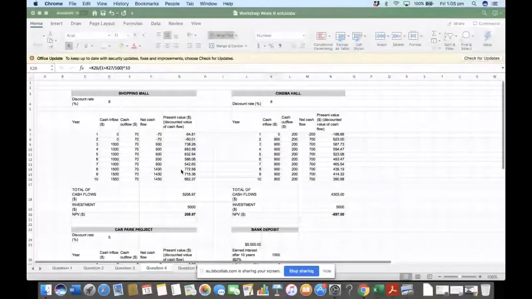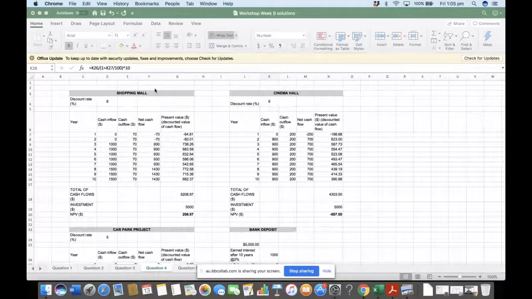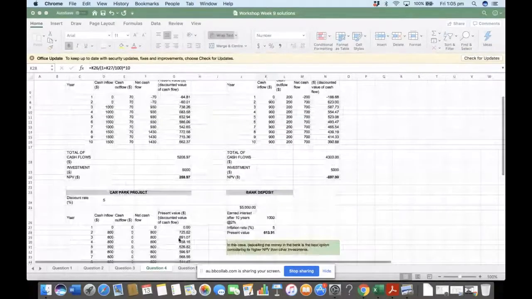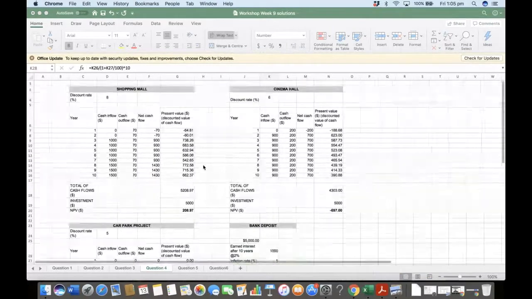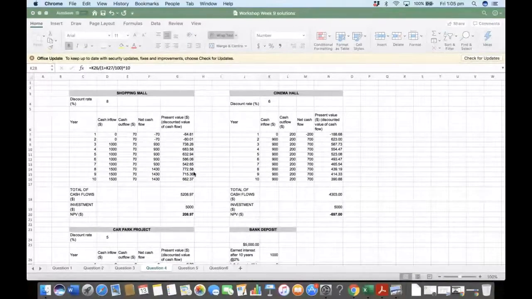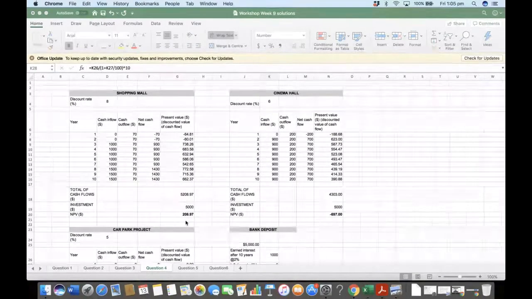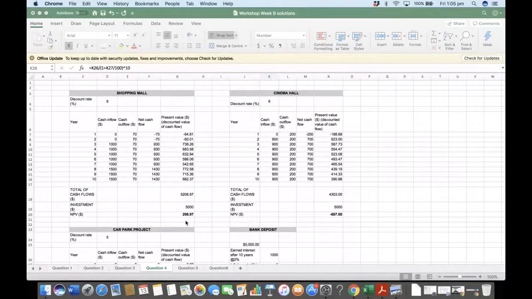Right, so these are the four scenarios that we have: shopping mall, cinema hall, car park project, and bank deposit. For each of these scenarios, we are going to calculate the net present value, or the profit that is earned from each of these options, or the loss that we are going to incur from each of these options, right? For the shopping mall, we have the cash flow for all the 10 years. I'm not going to go into a lot of details. Just look at the positive and negative cash flow in the question.